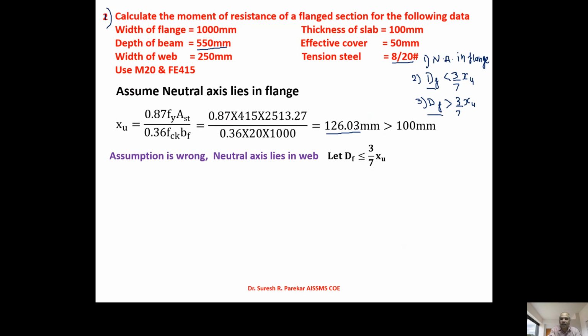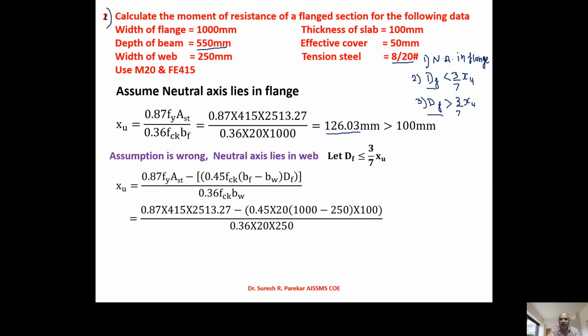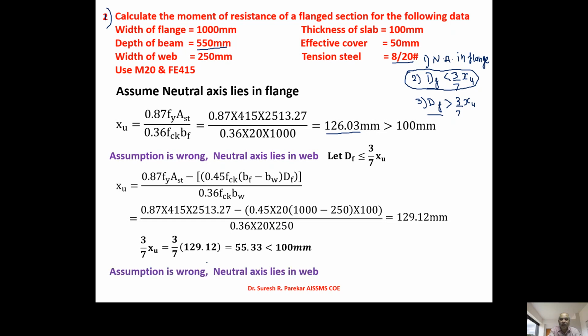Now we have to see df less than or equal to 3/7 xu. Now the formula we know, we have substituted the values in this, and substituting the values we are going to get xu as 129.12 millimeter. Now we have to check 3/7 of xu, because we have to check it for the second criteria. 3/7 of 129.12 is 55.33, which is less than 100 mm. Then our assumption is wrong.